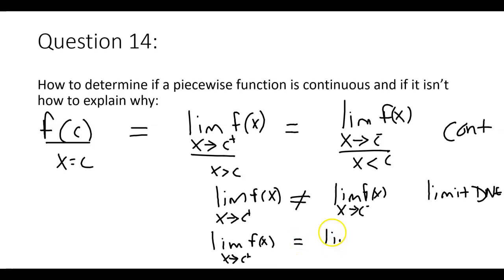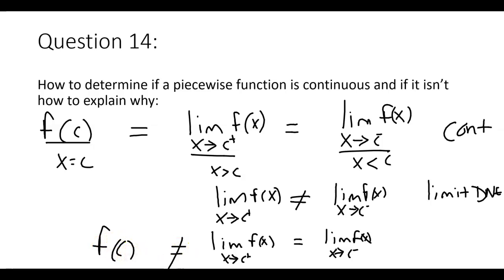That means that the limit exists. So anytime these two pieces are equal to each other, that means the limit exists. But let's just say that even though those two things are equal, the value of the function is not equal to those. Oh, I put that in the wrong spot. My bad. Back up. That was supposed to be over here.